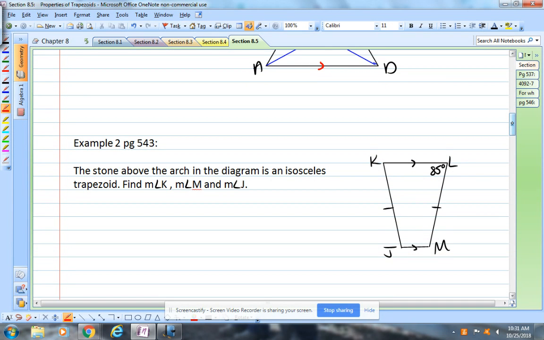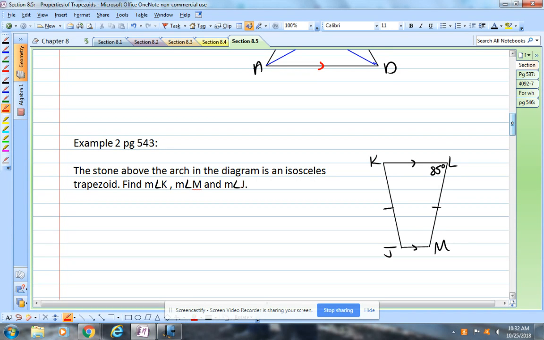If you open your book to page 543, I'm not going to make you do that, but if you do, there is a picture of a stone archway around a door. And at the top of it, the bricks look like this. This is a picture of a brick in a stone rounded archway. Okay? And it tells you the stone above the arch in the diagram is an isosceles trapezoid. So it tells you this trapezoid is isosceles.